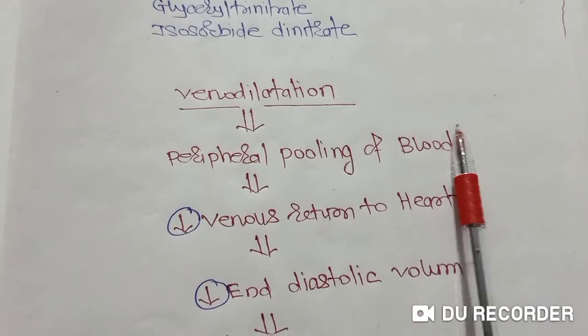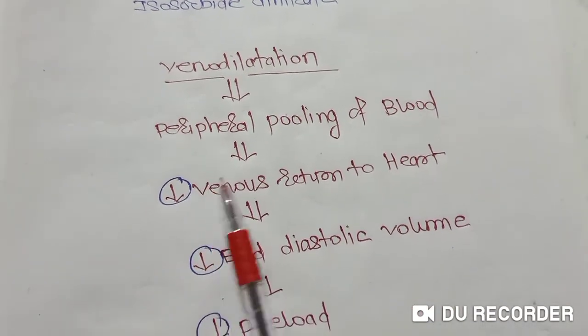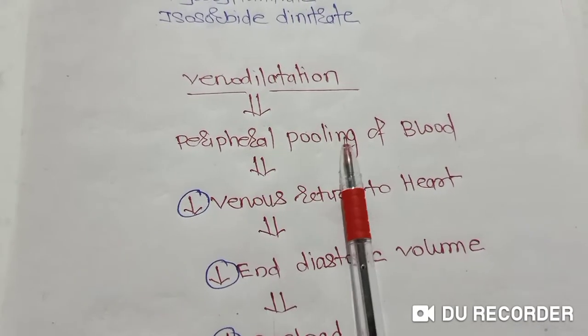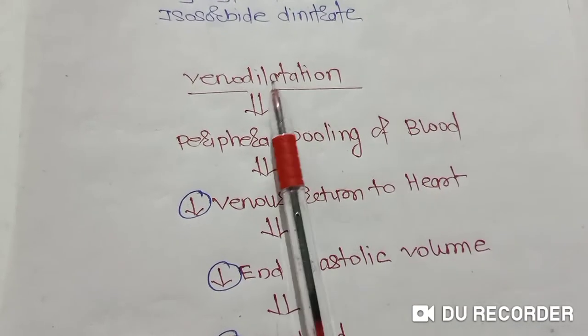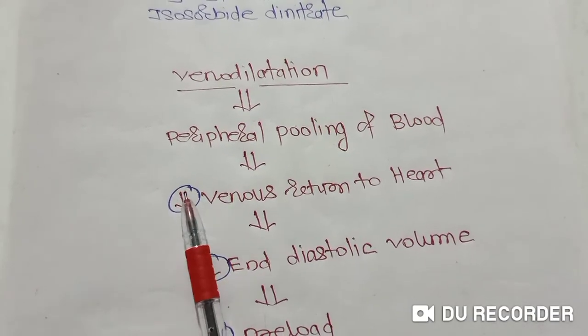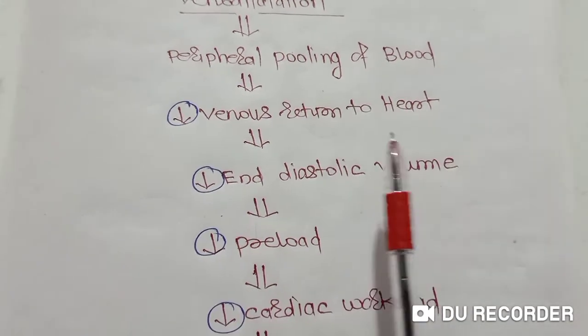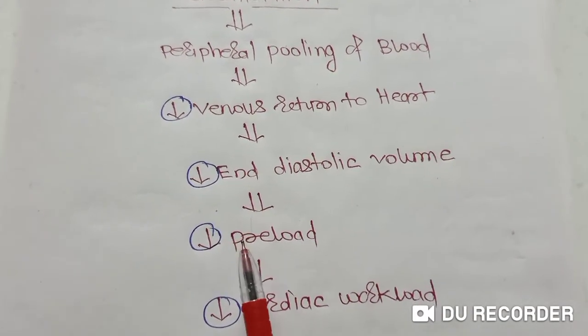If there is a peripheral pooling of the blood, venous return to the heart is decreased. Why? There is a peripheral pooling of the blood. Why peripheral pooling? Because there is venodilatation. If there is decreased venous return to the heart, there is a decreased end diastolic volume. If there is a decreased end diastolic volume, that means it will decrease the preload.